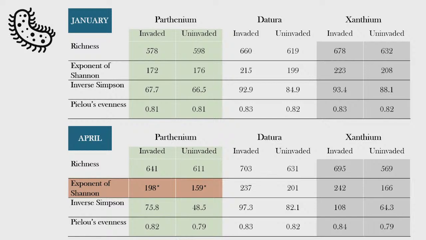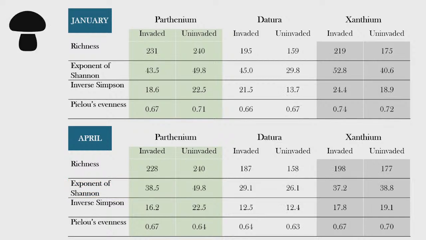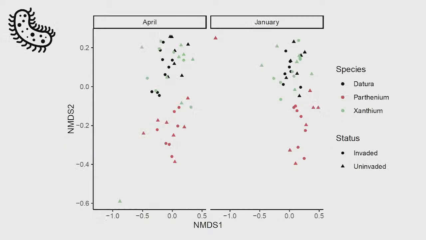So we calculated different indexes of diversity, and here you can see the results for January, the results for April, and once again, they are presented for parthenium, datura, and xanthium sites, comparing invaded and uninvaded areas. We only found significant differences in April for the exponent of Shannon, which was higher in invaded areas. So it seems that there is not a big impact in diversity of bacteria, and in diversity of fungi, we didn't find any significant differences. So we could think, okay, the impact might not be that big.